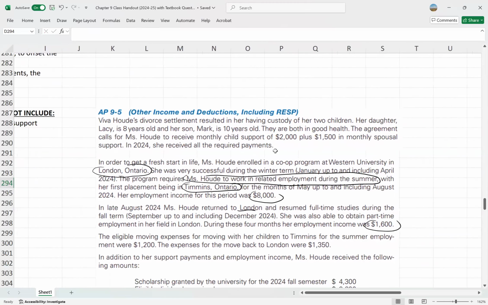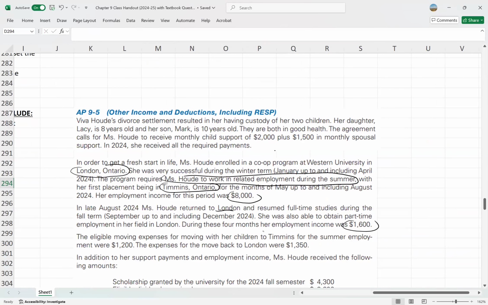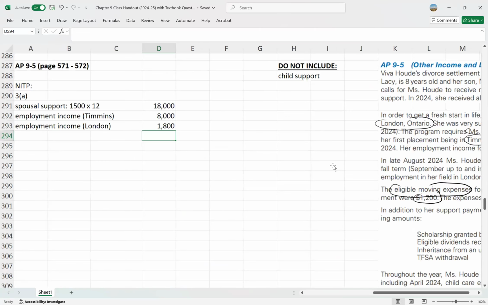Now, she had to move to Timmins, and then she also had to move back to London. We're going to assume that these are all eligible moving expenses. They don't tell us otherwise. So her moving expenses when she moved to Timmins was $1,200, and the moving expenses when she moved back to London was $1,350. So these are all eligible moving expenses. These would be part of 3C, so let's put them down in 3C here.